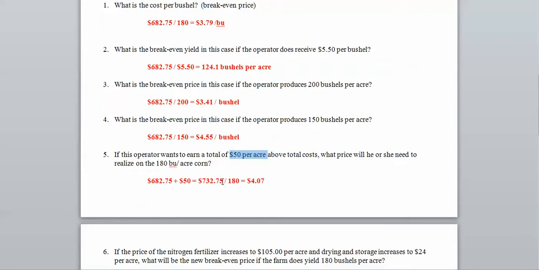$732.75. Total cost meaning $50 of that will be the profit that we put in our pocket. Divide that by the 180 bushels per acre and we get $4.07. If we sell 180 bushels per acre at $4.07, we're going to profit $50 an acre.